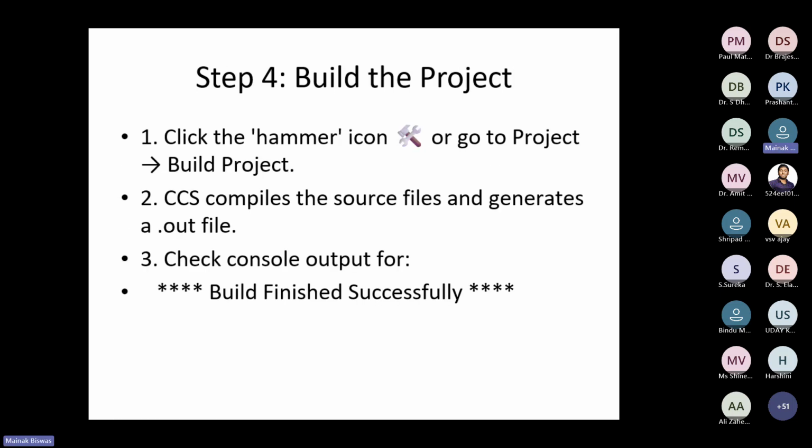To build the project, I already showed: click on the hammer icon, then go to the project and Build Project, then go to the CCS compiles and the source files, and it will generate a .out file. Okay, when I click on the hammer icon, it will generate one .out file. Then click on the console output, and it will show that the build finished successfully.